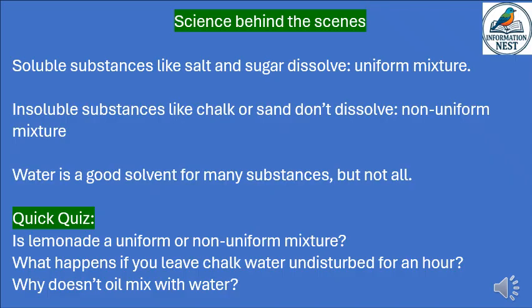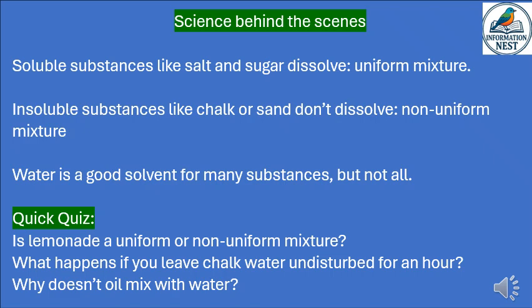And why doesn't oil mix with water? Because oil is non-polar and water is polar. It's like trying to mix introverts with extroverts at a party. They just don't vibe. In science, we say like dissolves like. Polar substances mix with polar solvents and non-polar with non-polar. Oil and water, total opposites. Why did the oil break up with water? Because it said we are just not on the same wavelength.